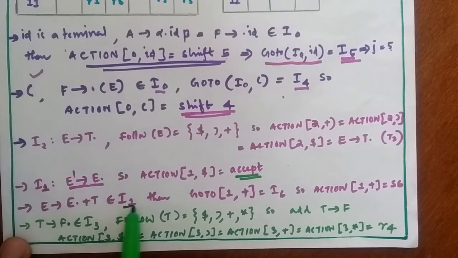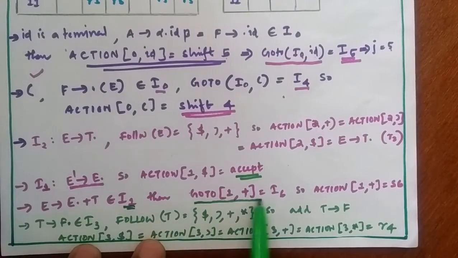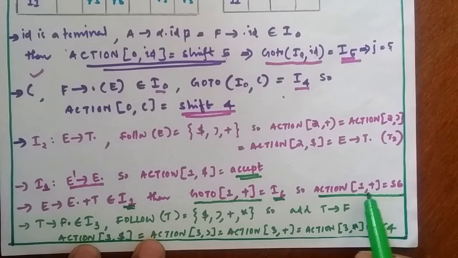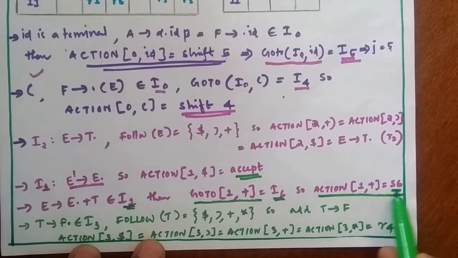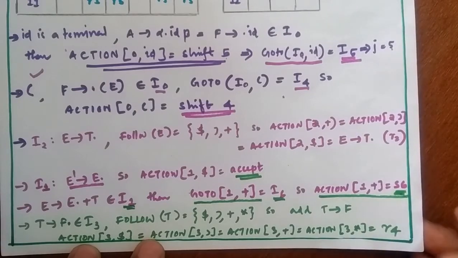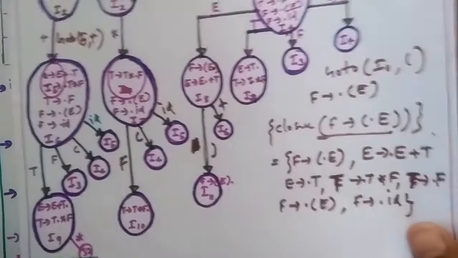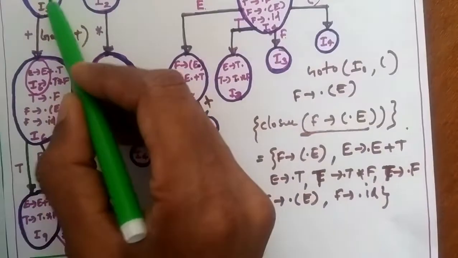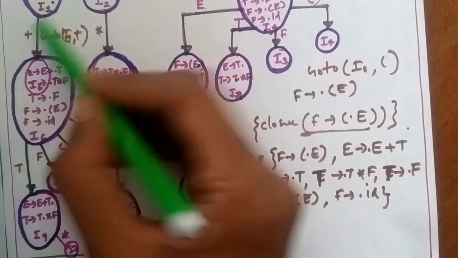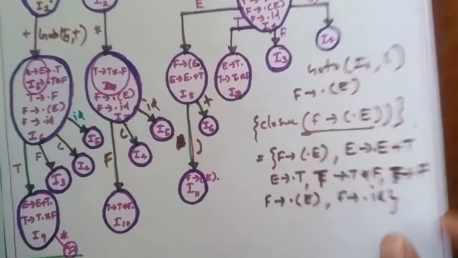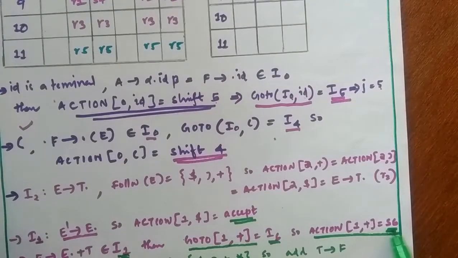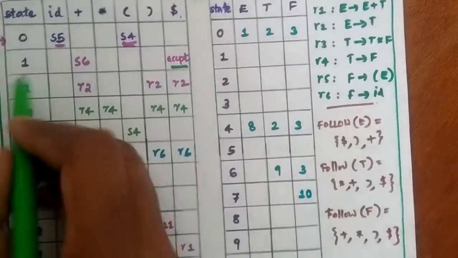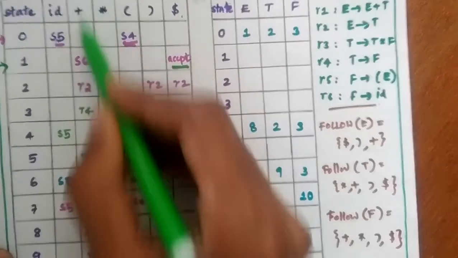Then goto of 1 plus is equal to I6. So action table 1 plus contains S6, shift 6. You can check where the transition is when plus occurs. From I1, when plus occurs, it moves to I6. So that is why we add shift 6. State 1, plus symbol, S6.